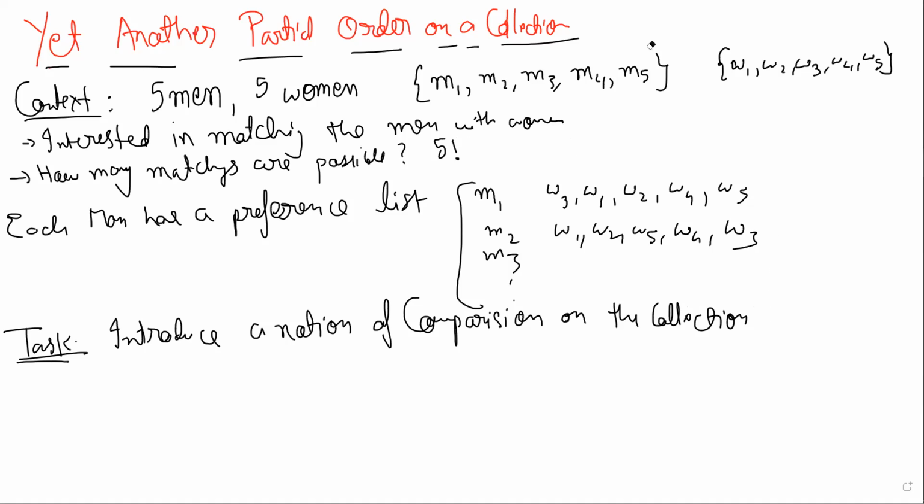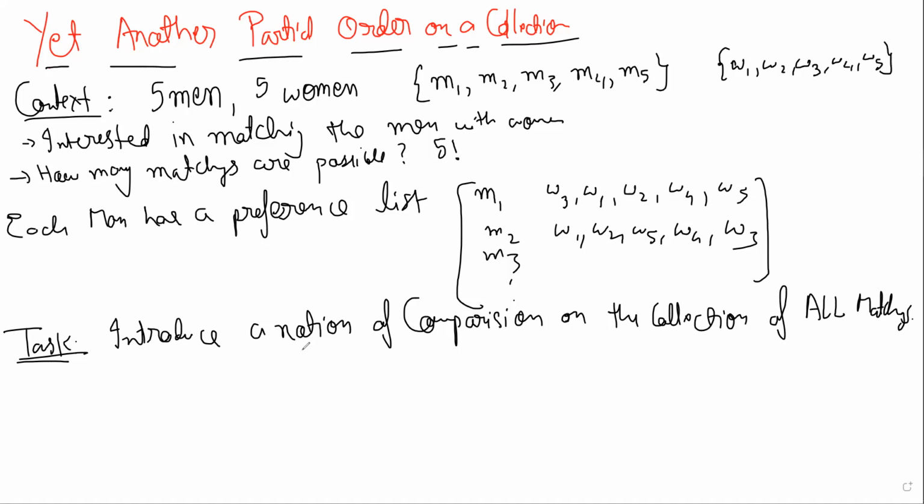Okay. So that's why: introduce a notion of comparison on the collection of, for us, just all matchings, not stable or unstable. We have not even defined that, just all matchings. So this is a very simple problem. Let's think. Actually, in some sense, we have already done this problem in a different way.